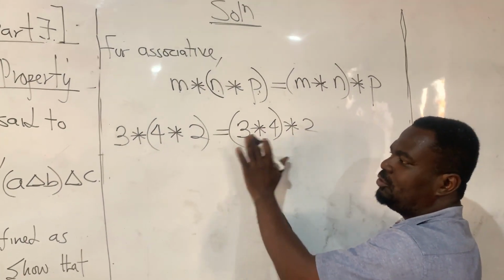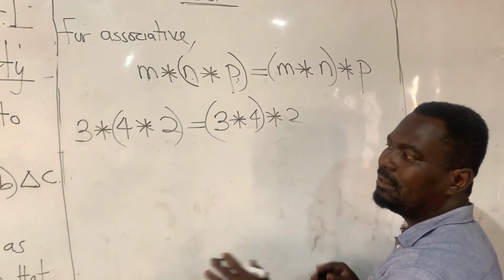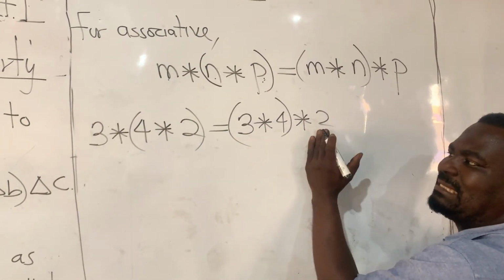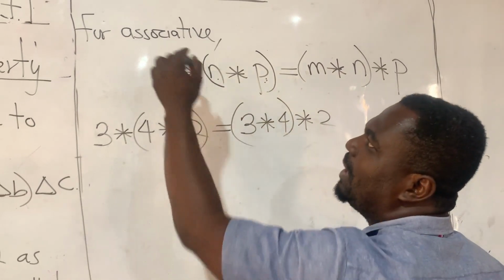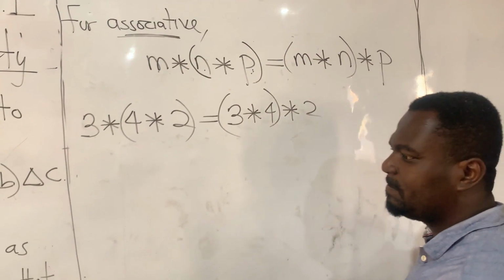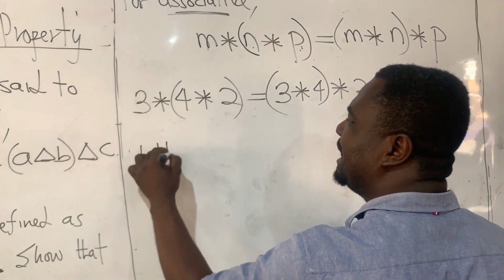My first two. So the left and the right, there is going to be a difference. The bracket is on my last two, but when I come to the right hand side, the bracket is on my first two. In that case, you are testing for the associative property. All right. So first, I'm going to consider the left hand side.